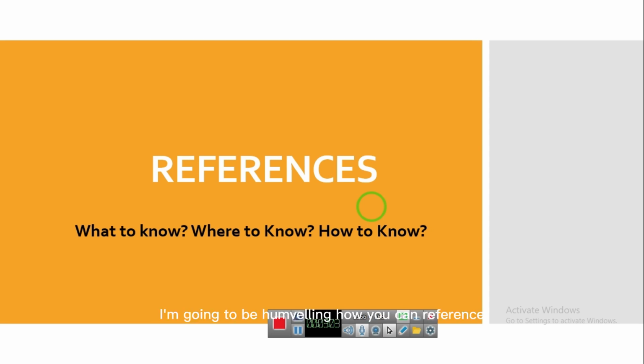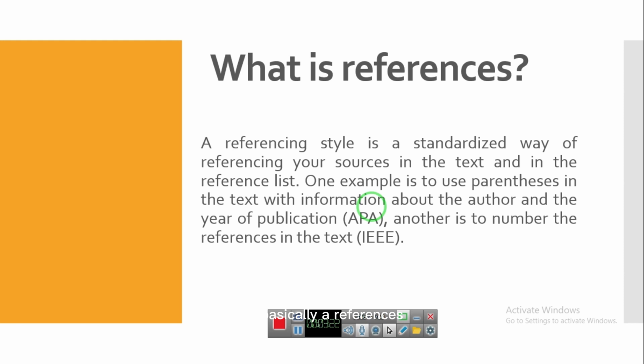I'm going to be unveiling how you can reference, and what types of references are available, so that you can fully equip yourself with the necessary skills to survive both the academic world and the professional world. So basically, a reference style is a standardized way of referencing your source in the text and in the reference list. One example is to use parentheses in the text with information about the author and the year of publication. For example, what is the essence of references?